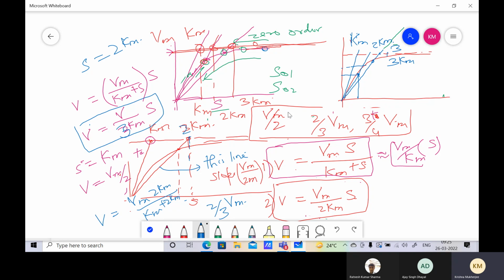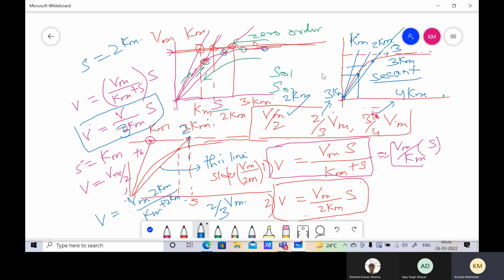So now you realize this line passing through Vm by 2 will cut at 2 Km. The line passing through 2 by 3 Vmax will cut at 3 Km. The line passing through 3 by 4 Vmax will cut at 4 Km, and so on and so forth. So instead of trying to draw tangents, it makes much more sense to take the original point, look at 2/3 the velocity or 3/4 the velocity, and draw a secant line. Draw a secant rather than a tangent. And secant is much easier to draw graphically.